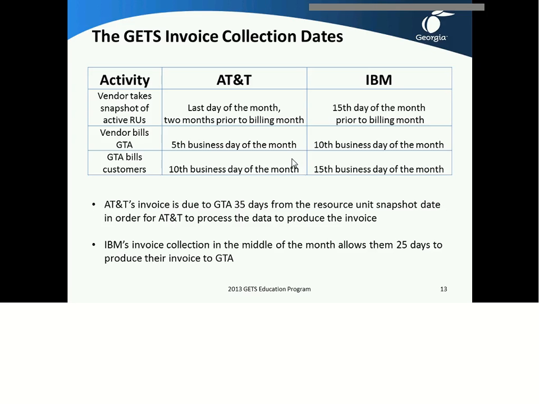It seems like AT&T has 2 months to get the invoice completed, but it's actually only 35 days between the snapshot and when they invoice GTA. IBM likewise has 25 days between their snapshot and when they bill us. We have an example of this timeline on the next slide.